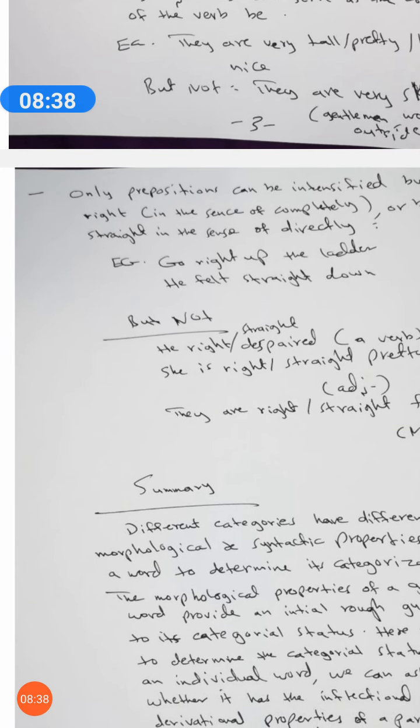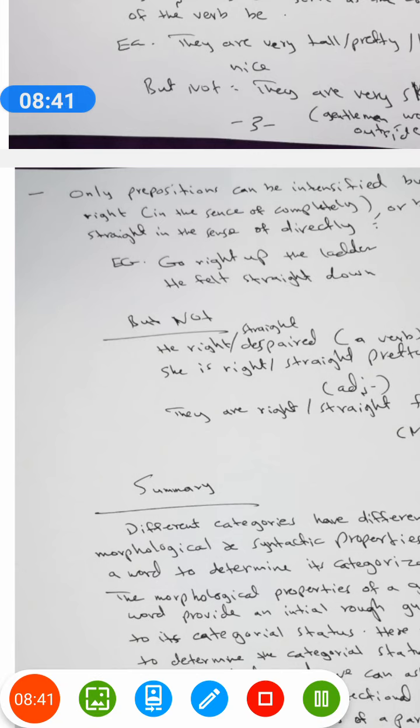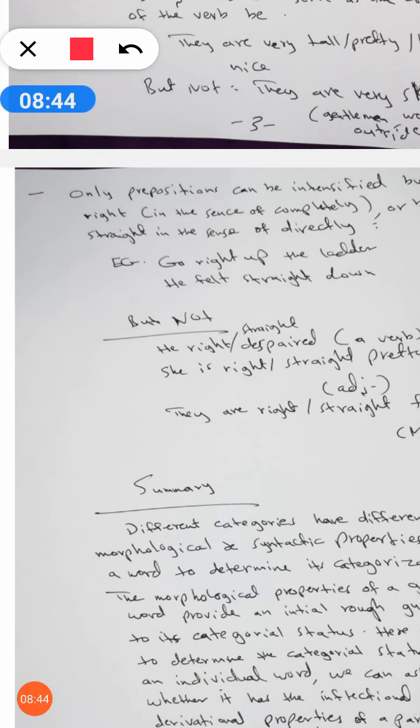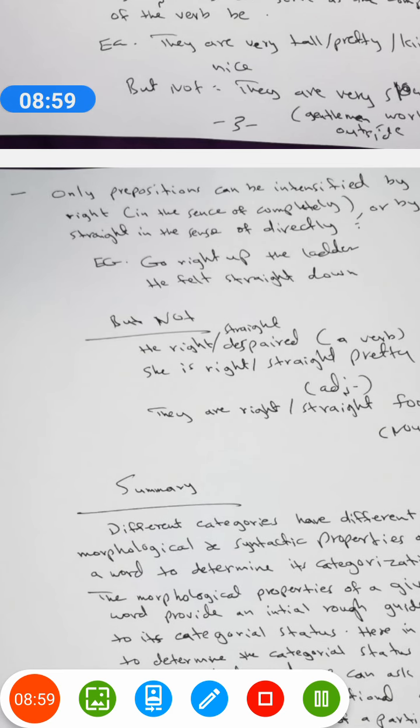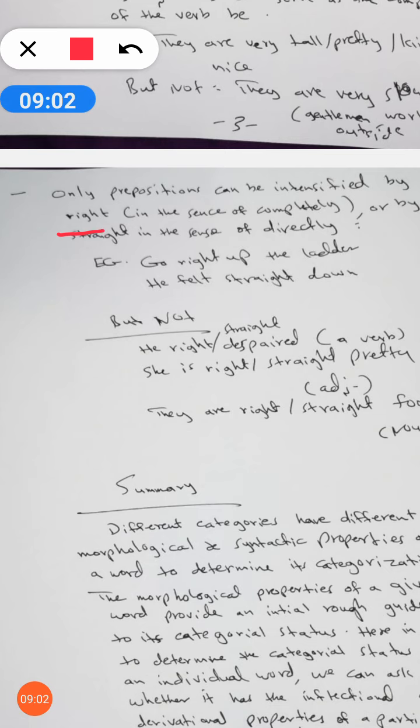Another example for the distribution, we'll move to this point. So here only prepositions can be intensified by right, or by straight. Right here in the sense or in the meaning of completely, or straight in the meaning of directly. So as in these two examples, go right up the ladder, go right up.